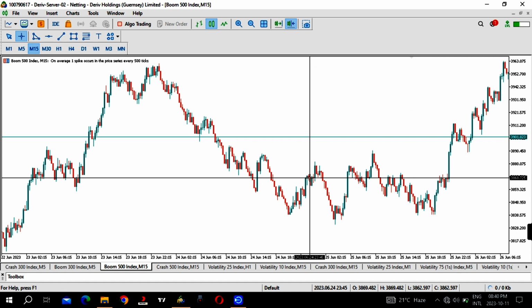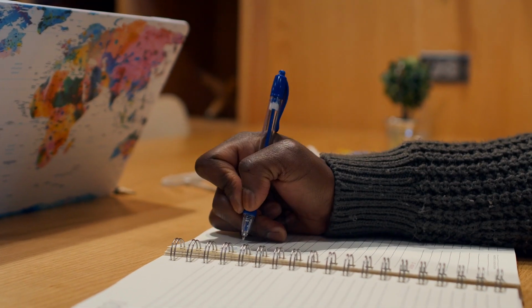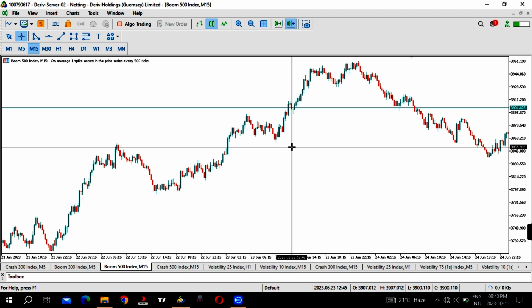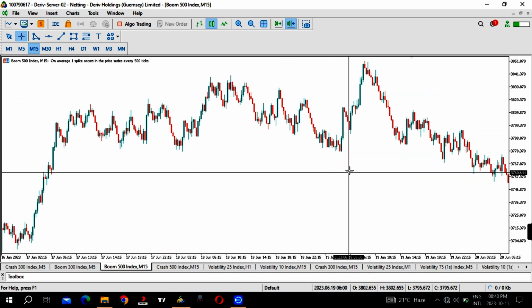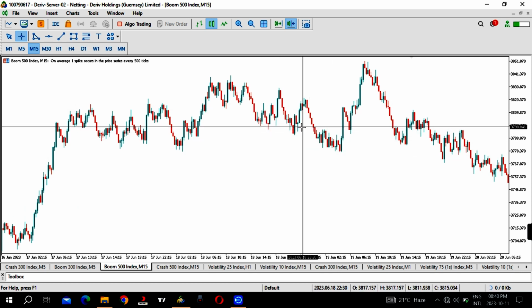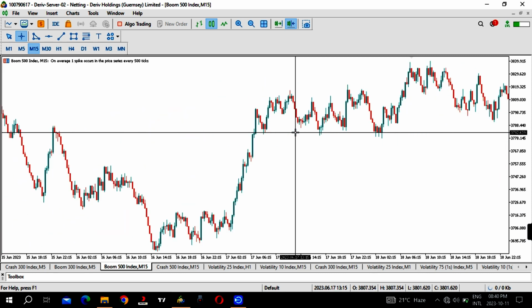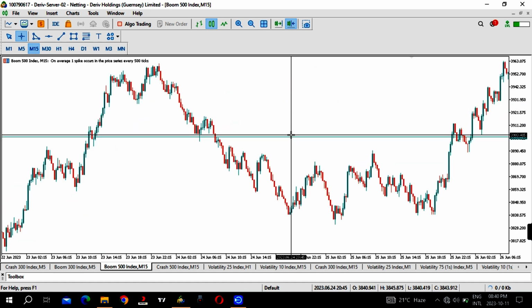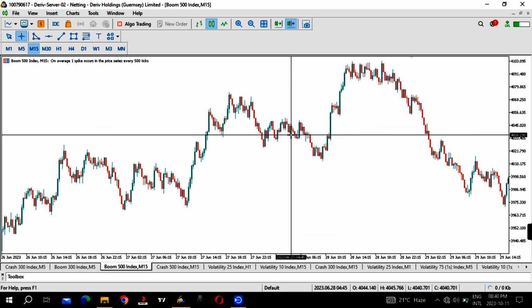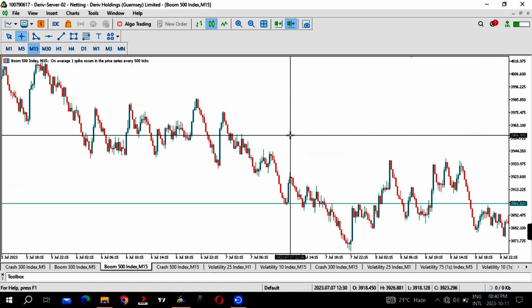I prefer Boom 500 over the 300 and the 1000 series. Why? Because the 1000 series has large spikes. Personally, I trade ticks most of the time. Of course, they give ticks that last for a long time, but if one spike catches you, I'm sorry, guys. I think everyone here knows what happens if spikes on Boom 1000 catch you. It's just one spike, and it's enough to take you back home, back to your roots. So that's why I like Boom 500.